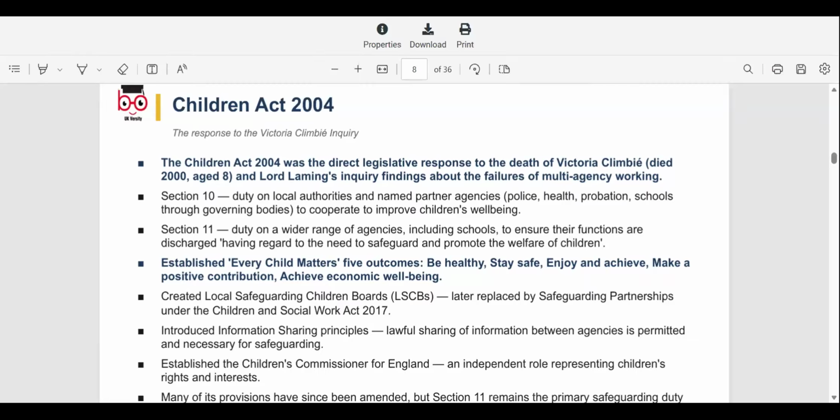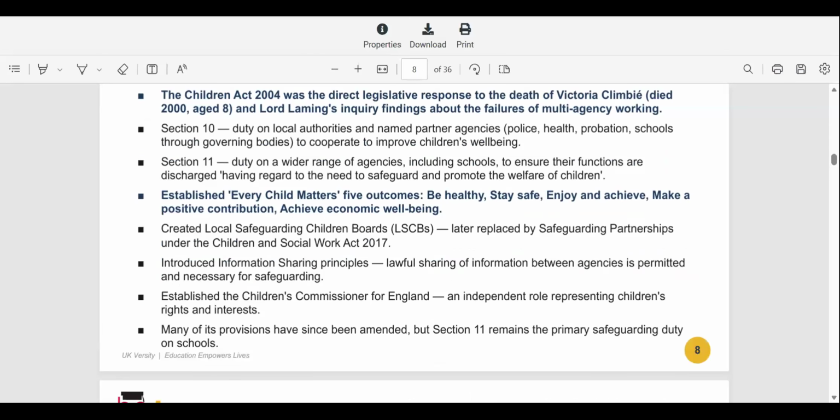This was passed then, so it was looking more into inquiries and local authorities and agencies cooperating with each other to keep children safe. In this case, it was a failure of multi-agency working together, so there was a need for all this. Section 10 gave a duty on local authorities to cooperate to improve children's well-being. Section 11 looked at wider agencies to ensure that they have regard for the safeguarding and well-being of that child.